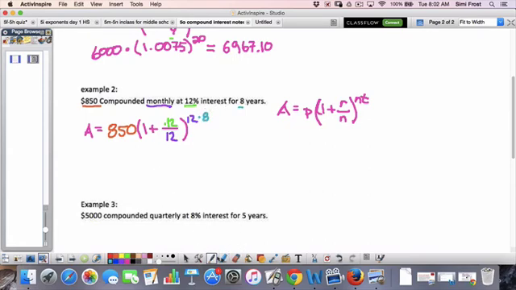Very pretty, lots of colors here. All right, let's figure this out. So to simplify, order of operations, do the 0.12 divided by 12 and then add on the 1. So we get 850 times 1.01, and then 12 times 8 is 96. Go ahead and plug all this into your calculator, and we get $2,209.38.